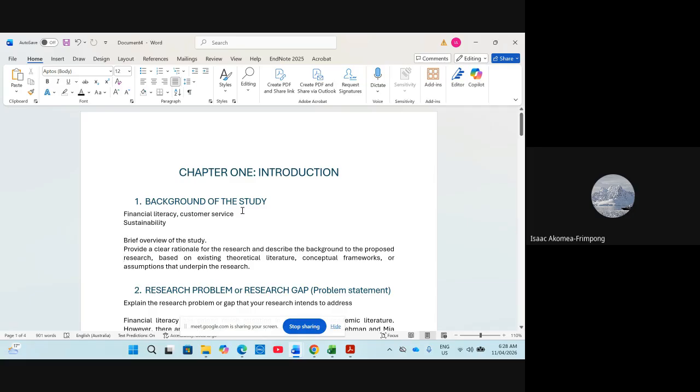So with the background of the study, I would say between 200 to 300 words should be okay for you to be able to write. Even 200 to 300 words is too much, but I'm just saying that is the maximum. Now you zoom into the next part.